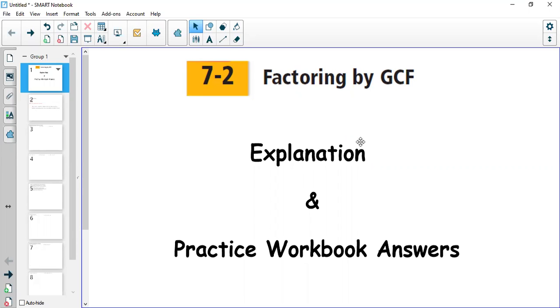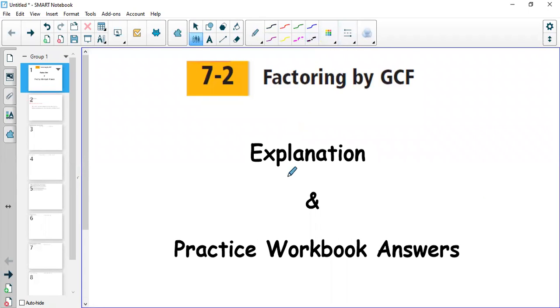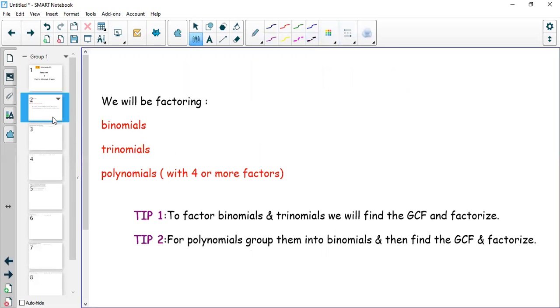If you have by chance forgotten how to find the GCF, or if you have not watched, do go and watch that video, because this lesson will be completely dealt on GCF. So unless you know how to find the GCF, you will not be able to understand this lesson, right? So this is going to be an explanation plus practice workbook answers discussion video.